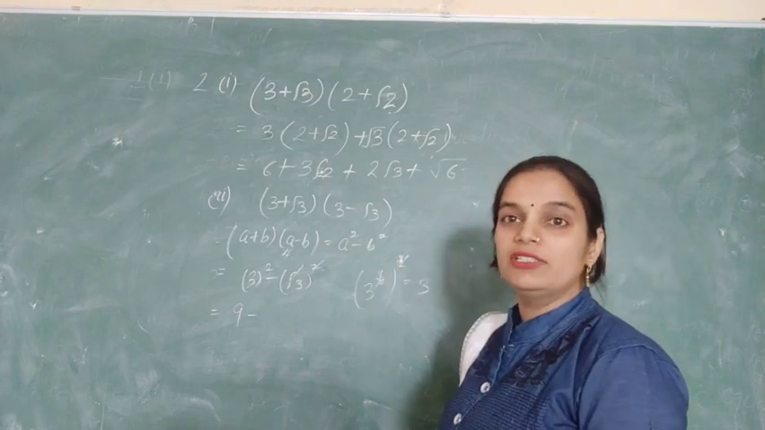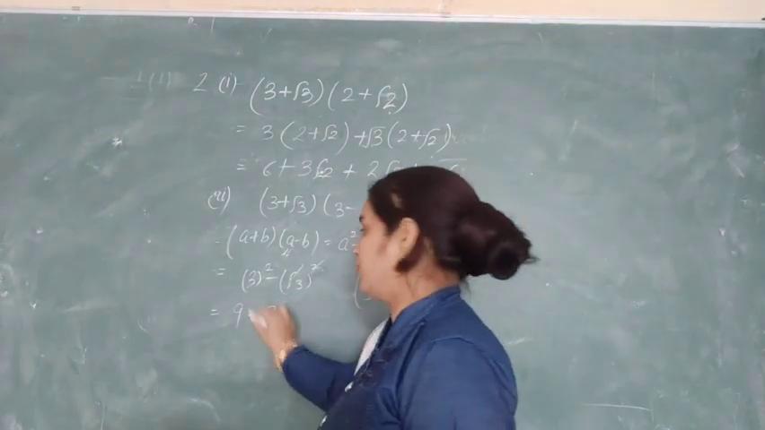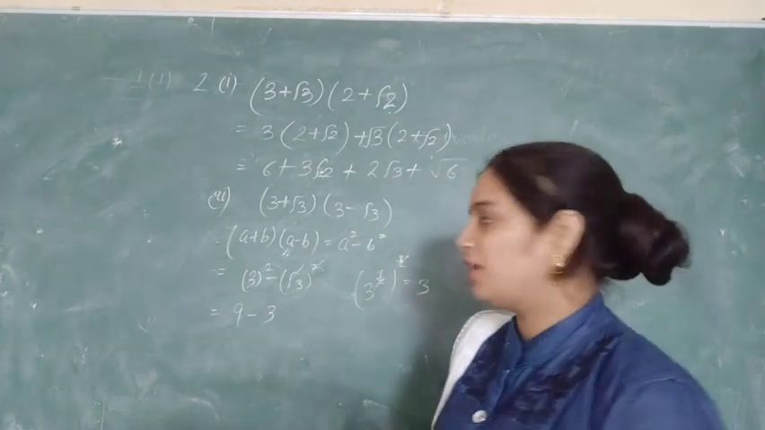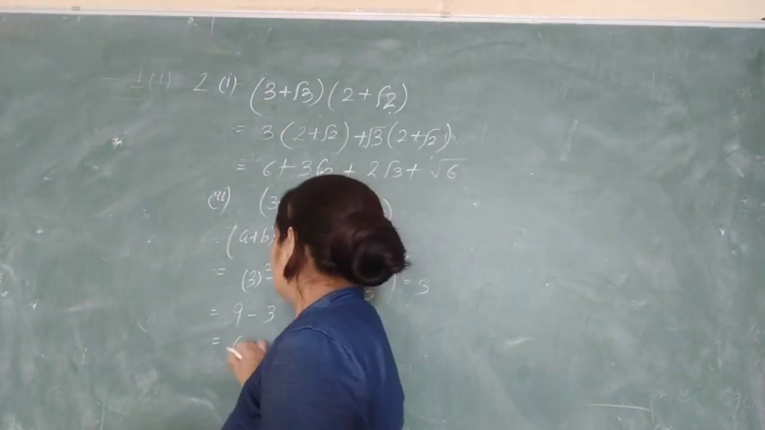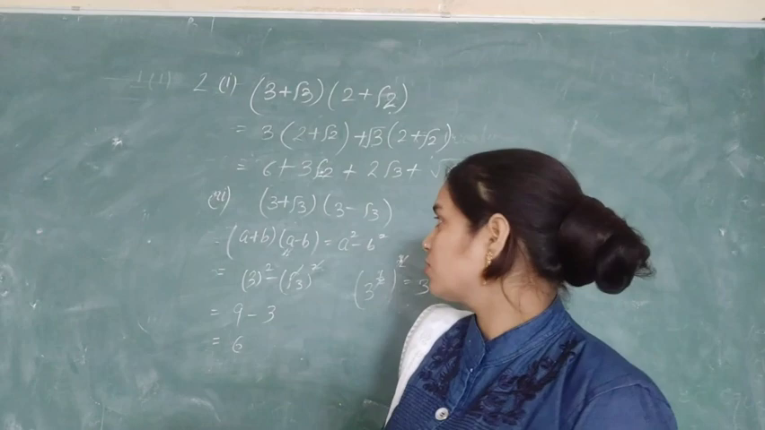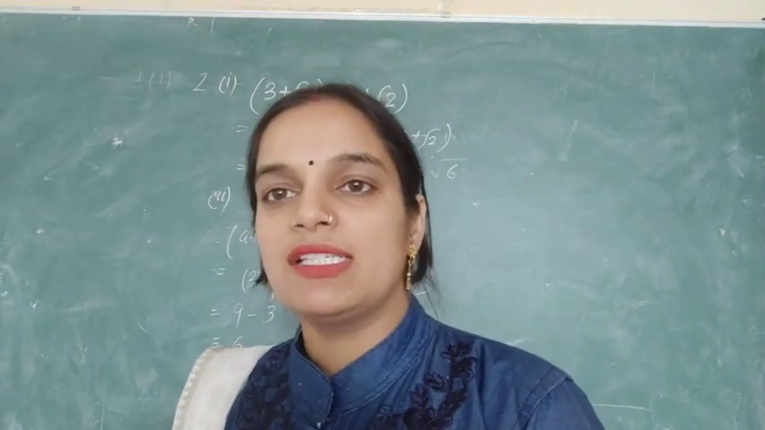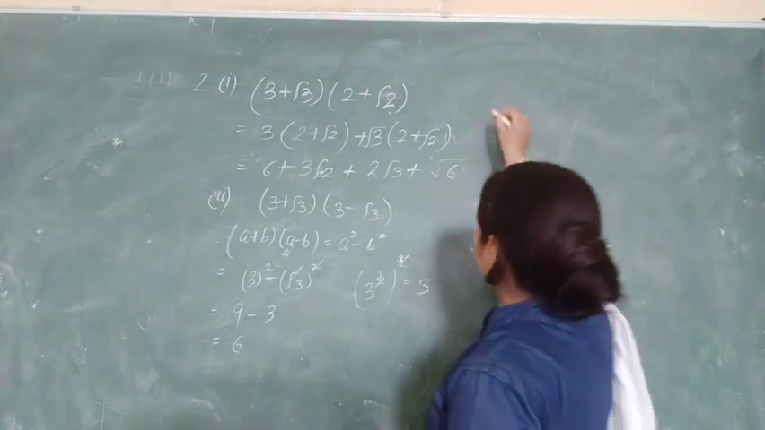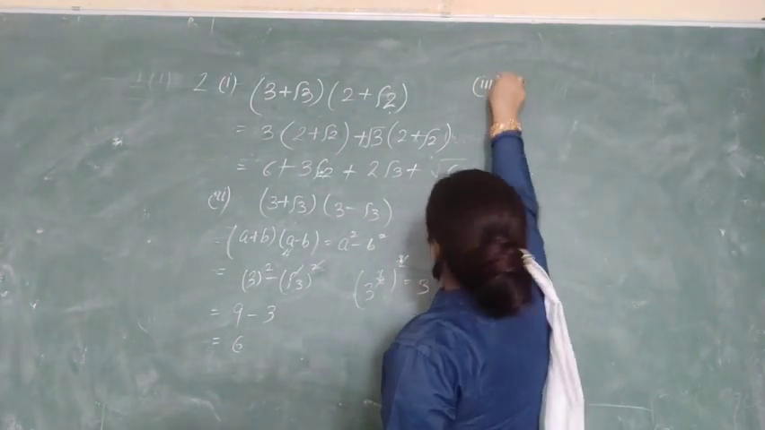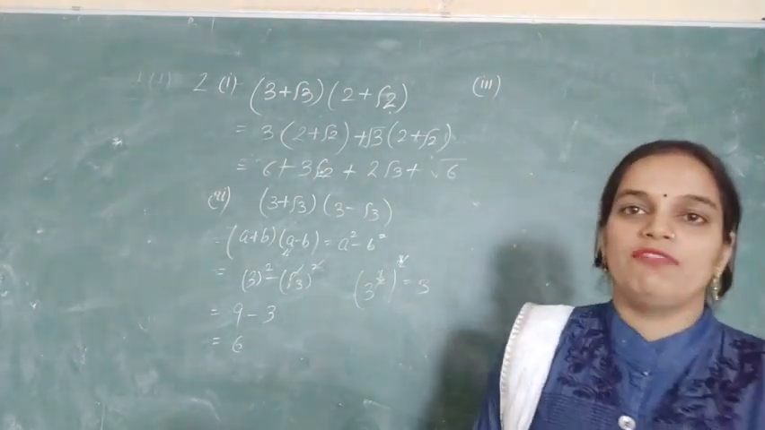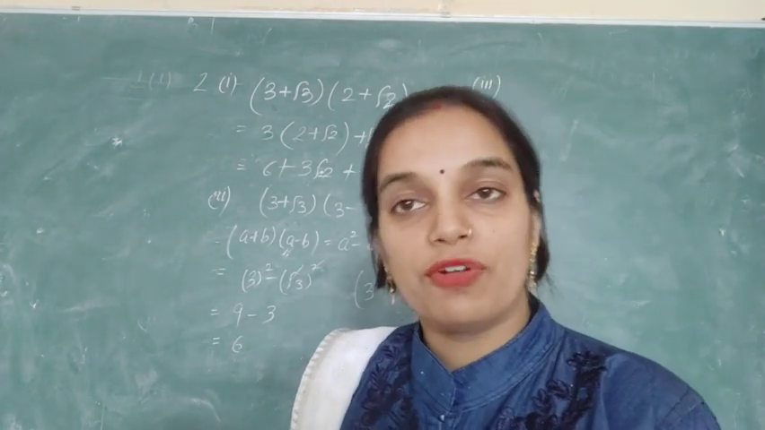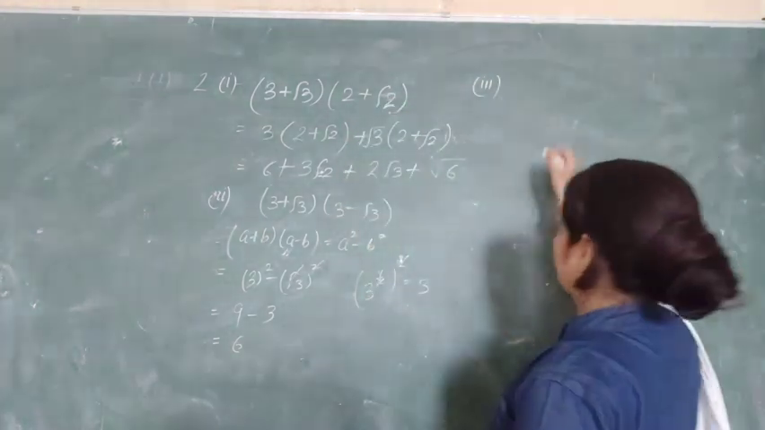The result is 3. So I will write here 3. Now 9 minus 3 will be equal to 6. So this will be our answer. Now let us discuss its third part. In the third part, we have to simplify root 5 plus root 2 whole square.